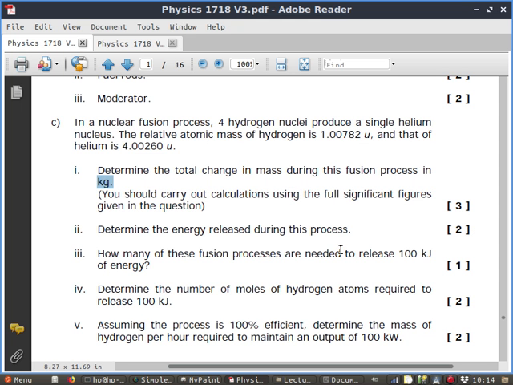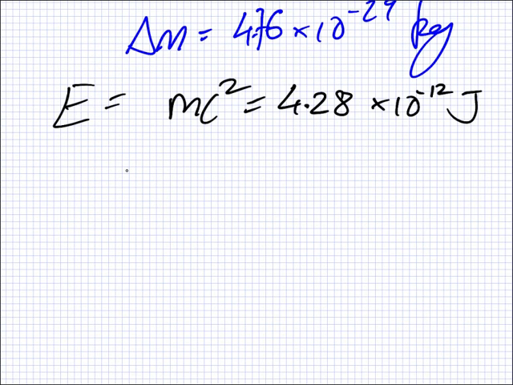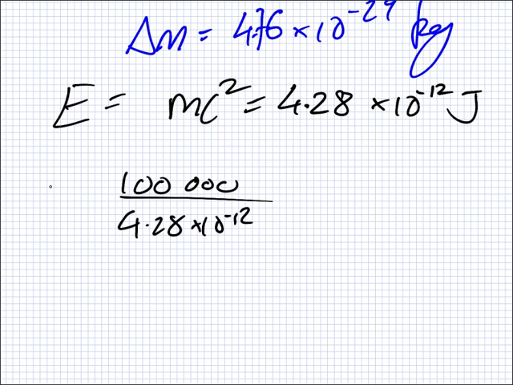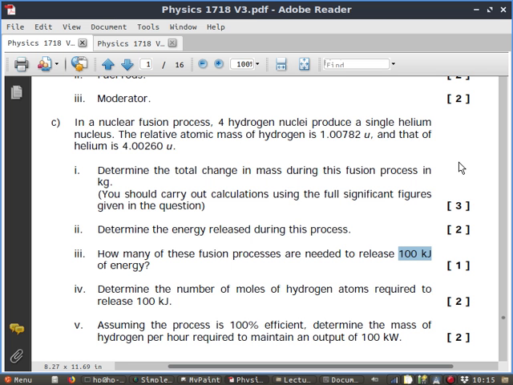How many do you need if you want 100 kilojoules? So you just take 100,000 and divide it by this number. That's how many of this process you'll need. And that is 2.33 times 10 to the 16. Can I see what's the question? Yeah, sure. Oh, 100, okay.